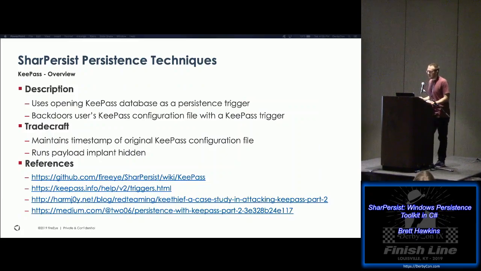So the first technique, KeePass. It's going to use the fact that the user is opening that KeePass database as a persistence trigger. The way it does it is it backdoors that user's KeePass configuration file with a malicious KeePass trigger. There's a trigger system in KeePass that can be used as a nice feature for our red teamers. Some tradecraft: it maintains the timestamp of the original KeePass configuration file, and it's also going to run your payload implant hidden, so the user's not going to see it. And there are some really great references there, particularly the @206 article, which has a great blog post on this technique.